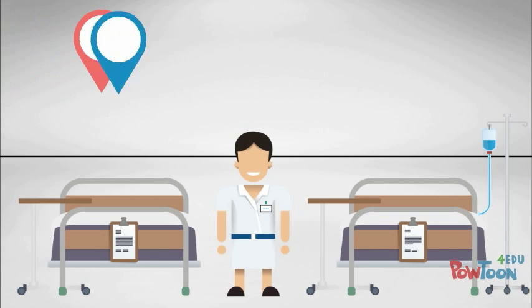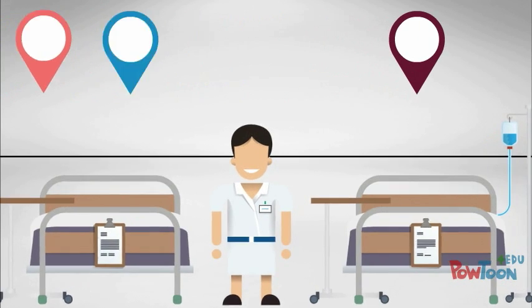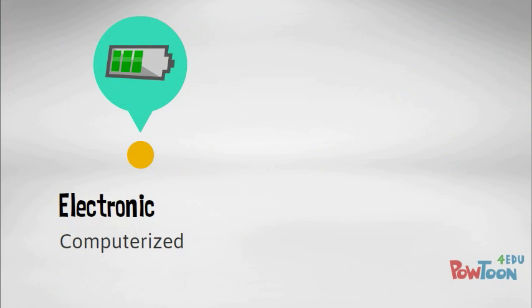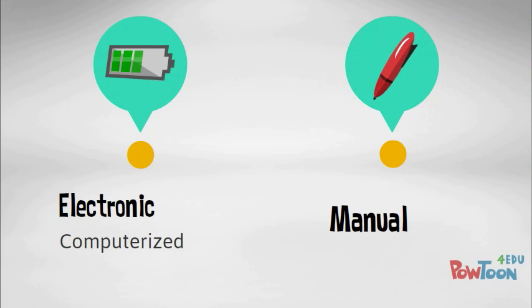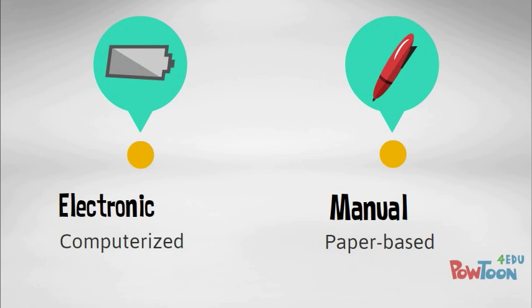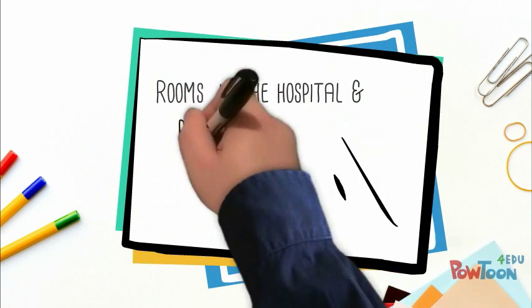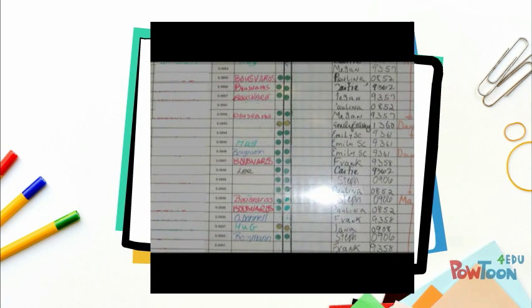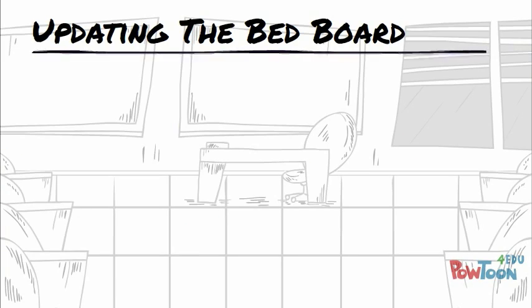Bed management tasks are usually done using a bed board. A bed board can be an electronic or a non-electronic system. It can be automated during the electronic phase or updated manually in a non-electronic situation. Bedboards display all of the rooms within a hospital and the patients within each room. A typical bedboard looks like this.